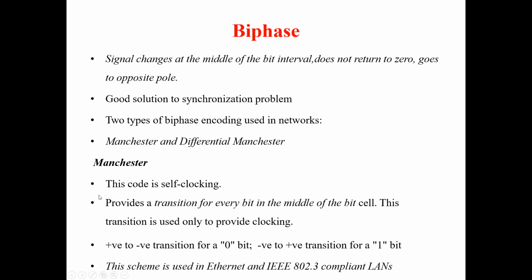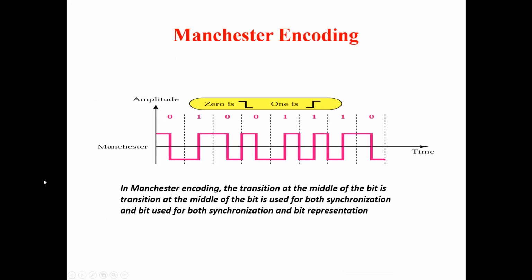There are two types of biphase encoding used in networks: Manchester and differential Manchester. Okay, Manchester encoding. We will see what that is. This is not the Manchester Football Club. This code is self-clocking. I will show it with the help of a diagram, and we can see what Manchester encoding is.